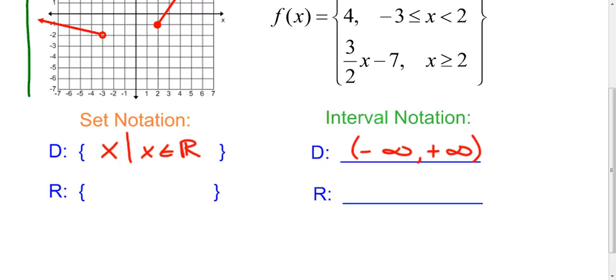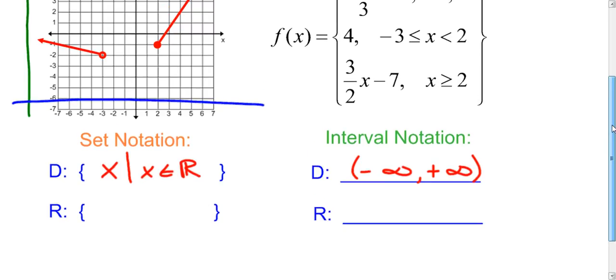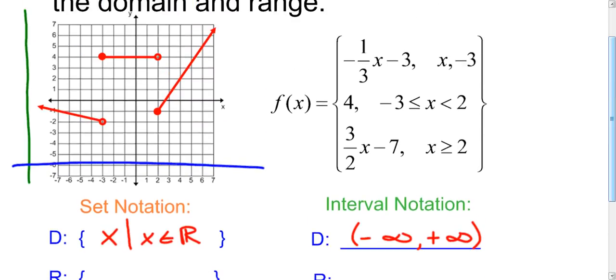Okay, now your range, you're going to draw a horizontal line, and you're going to drag that across, and you're going to see where it touches. As I draw a horizontal line and drag it, right down here, I'm not touching the graph. I'm not touching it, I'm not touching it. I start to touch it here really close to -2, not quite at exactly -2.